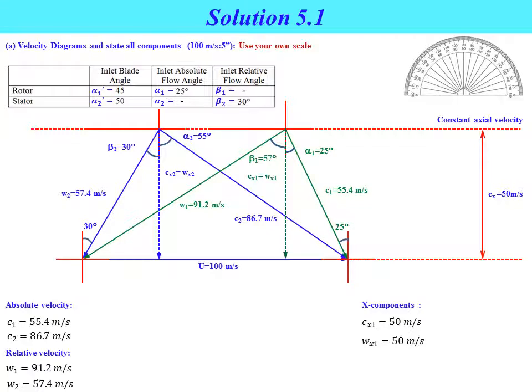Similarly, the x component for W2 and also C2, we'll get the same value. Cx2 equal to 50, Wx2 also equal to 50 meter per second.